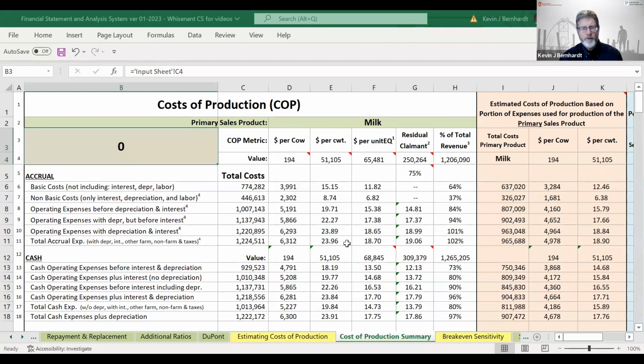Okay, what you see before you on the visual is the tab that's called Cost of Production Summary. And remember, look at the bottom of your screen. You see all these different tabs down here that we've been working through on each video.